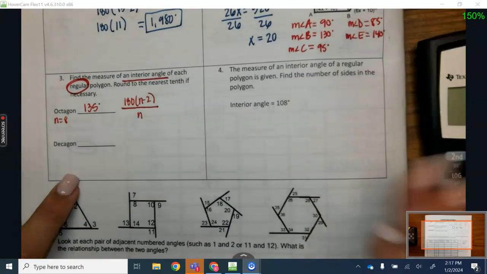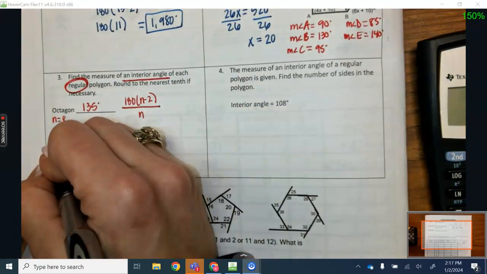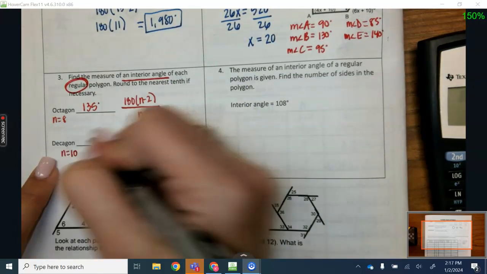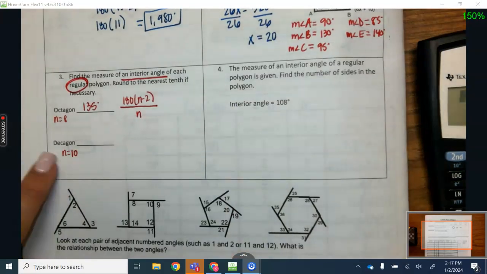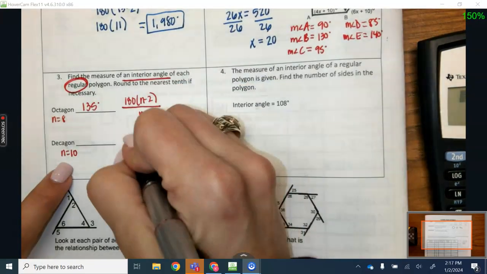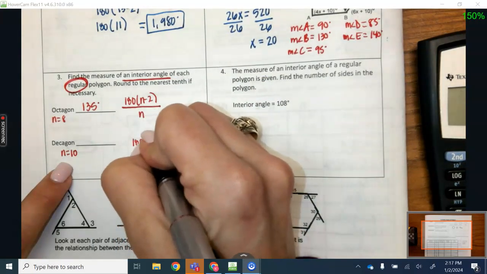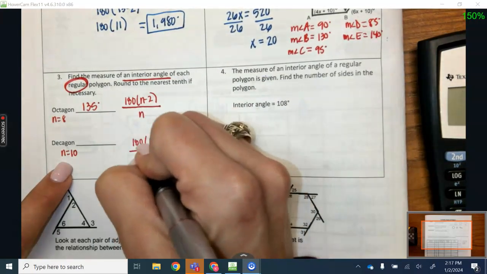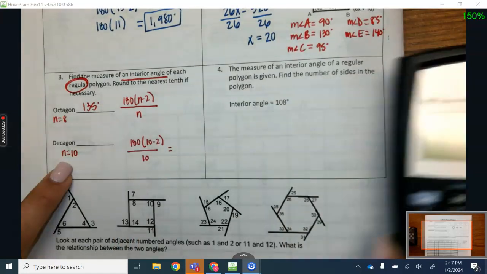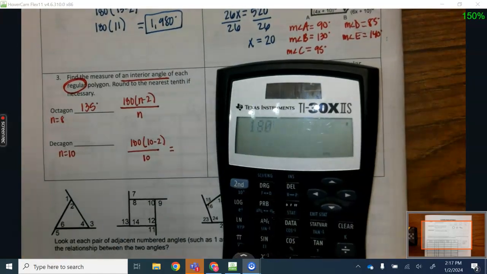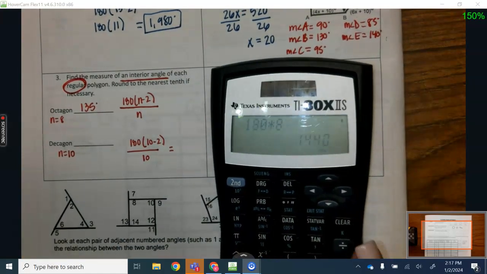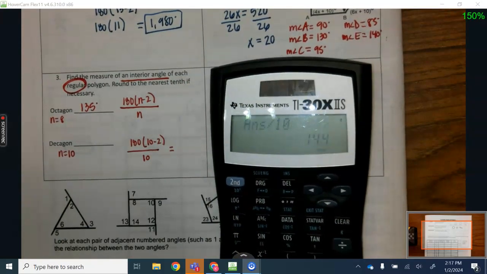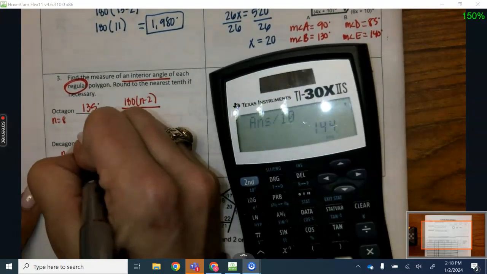For a decagon, that is going to be 10 sides. Okay, we have to know this from our table. Decagon is 10. 180 times 10 minus 2 divided by 10. So that's going to be 180 times 8 divided by 10. I get 144.